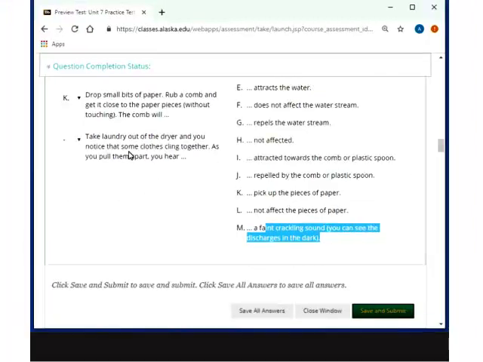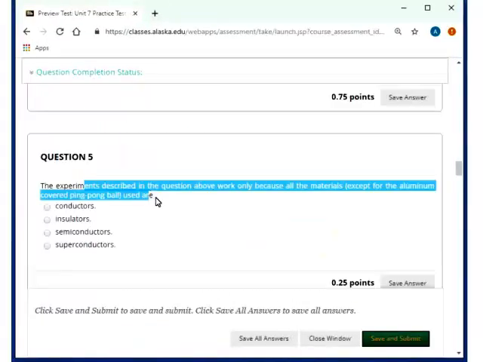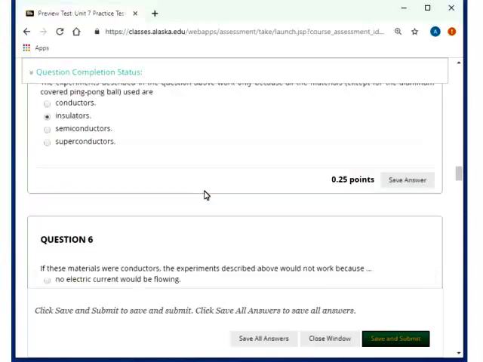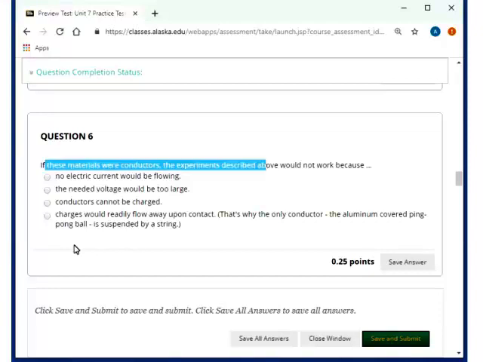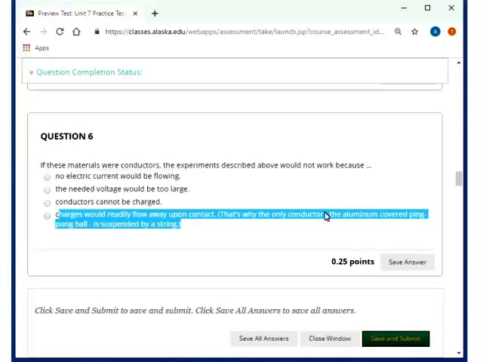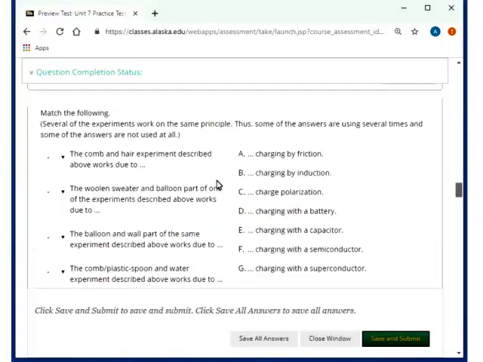Okay, question 5. The experiments described in the question above work only because the materials used are insulators, with the exception of the aluminum-covered ping pong ball. So that's why these experiments work. Okay, the next question then is, hold on. If these materials were conductors, the experiments described above would not work because charges would readily flow away upon contact. That's why the only conductor, the aluminum-covered ping pong ball, is suspended by a string. Right, and now the next questions are actually the explanations.